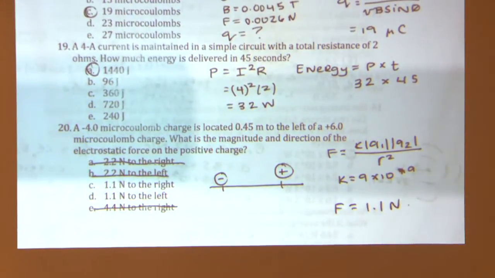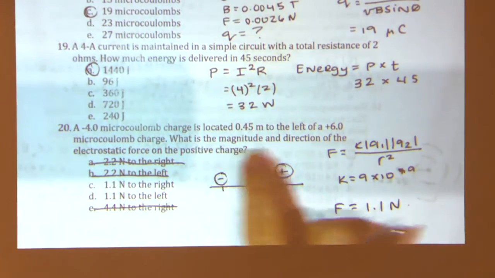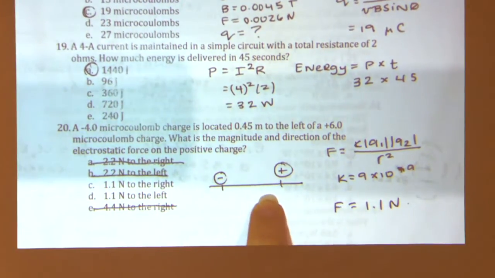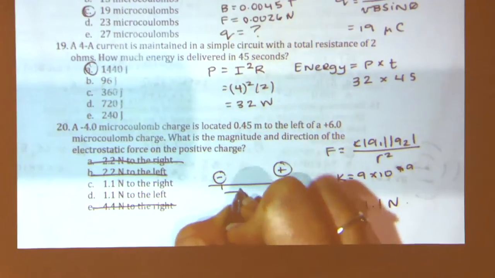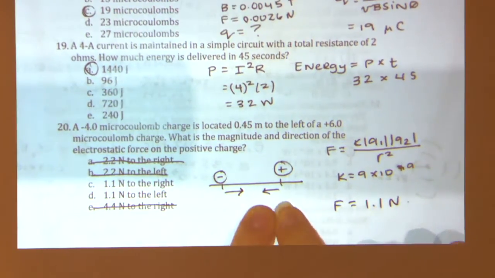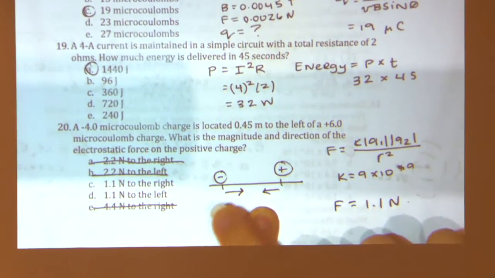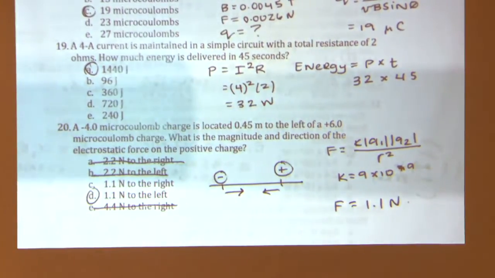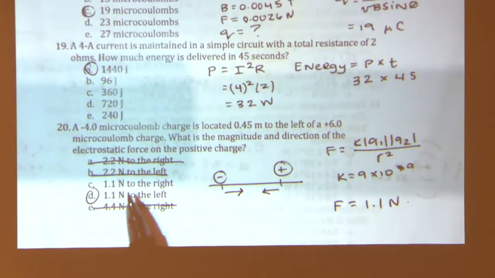But now we have to figure out which way this force is moving. So remember that it's asking what is the magnitude and direction of the electrostatic force on the positive charge. Since we have a negative and a positive, those two are going to be attracting each other. So where's the force going on this positive charge? It's going to be going to the left. So it'll be D. If we were talking about the negative charge, then we would get 1.1 to the right.